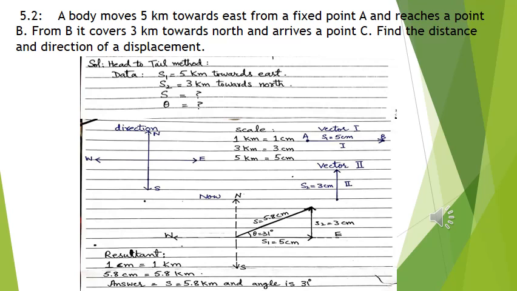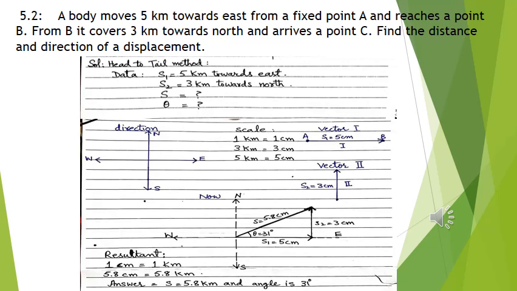Now first of all, to solve this problem, you can find answer of this problem by two methods. First method is head to tail rule, head to tail method, and the second method is the formulae of our finding magnitude and direction of a given vector F, and that is F is equals to root of fx square plus fy square and direction is equals to tan inverse fy upon fx. So in this case, we are given displacement vectors.